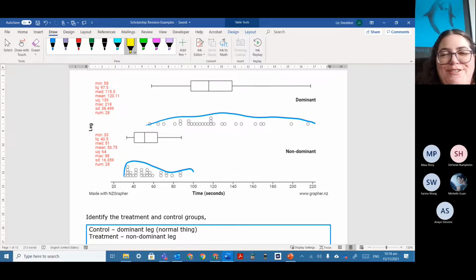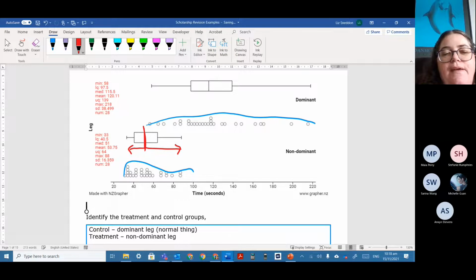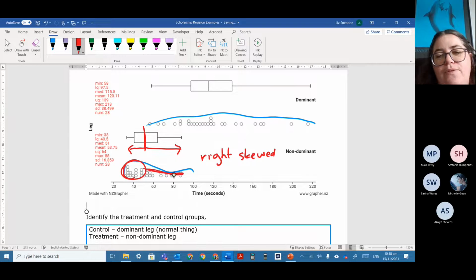Okay, so another little trick to remember is if I look at, for example, the box and whisker graph, and I'm going to look at the non-dominant one first. If I compare where the center of that is, and I look at how spread out the data is to the left and to the right of that, is it pretty evenly spread on both sides? No. So which side is more spread out? The right. So that means this is going to be right skewed. And I can see that a little bit with the dot plot, that I've got a lot of data on the left and then it's more spread out on the right.